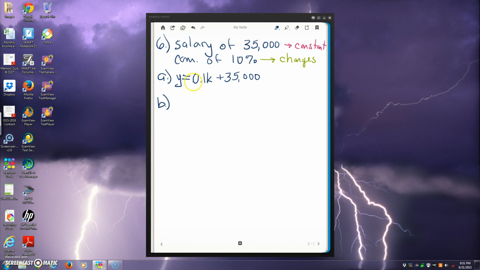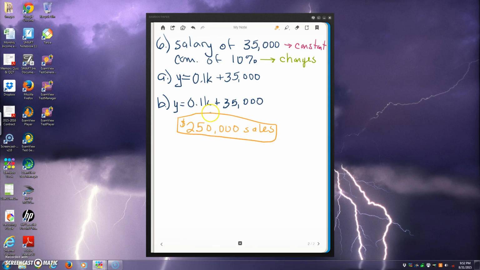Part B says, if a salesperson sells $250,000 worth of merchandise, what is her total income for the year, including the base salary? So we just need to take this equation, y equals 0.1k plus 35,000, and figure out the income for $250,000 in sales.